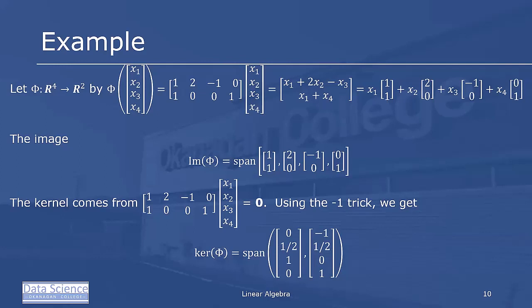The kernel has to be computed by solving Ax equals 0. And to solve that homogeneous equation, we use Gaussian elimination. If we use Gaussian elimination and transform our matrix into reduced row echelon form, we can use the -1 trick to compute the basis of the kernel. And so the kernel is going to be the span of (0, 1/2, 1, 0) and (-1, 1/2, 0, 1).